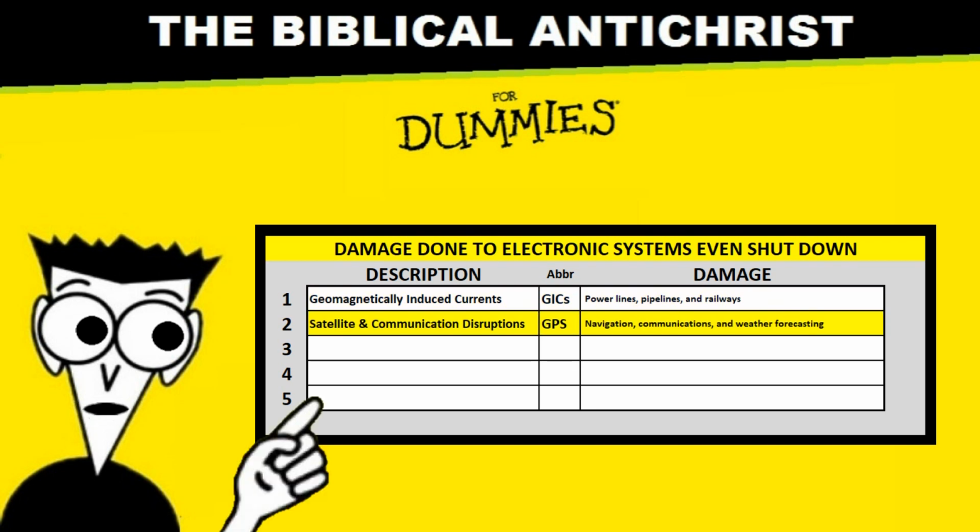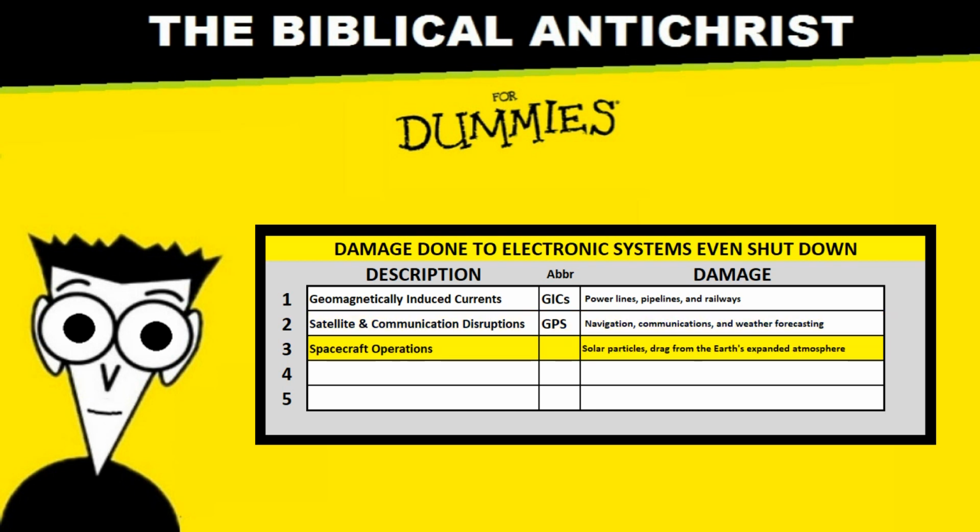Satellite and communication disruptions. Geomagnetic storms can interfere with satellite communications and global positioning systems, also known as GPS. GPS systems, regardless of whether the satellites are operational or not, would still be affected. This disruption can impact various sectors, including navigation, communications, and weather forecasting.